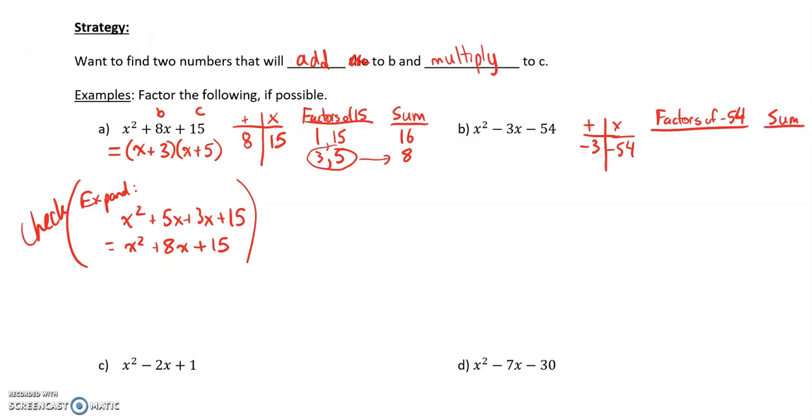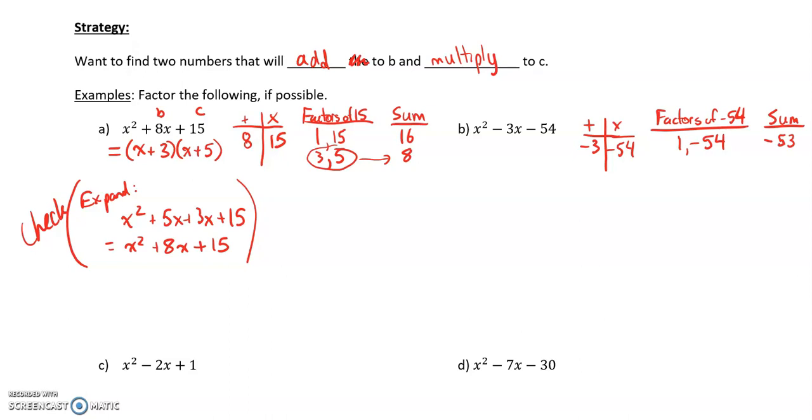So we might not need to start at 1 and negative 54, but for the purposes of this question, I'm going to start at some small ones. I might skip a few along the way, but 1 and 54, and you'll notice I made the 54 negative because if it adds to a negative, the bigger factor must be negative. So in this case, it added negative 53.